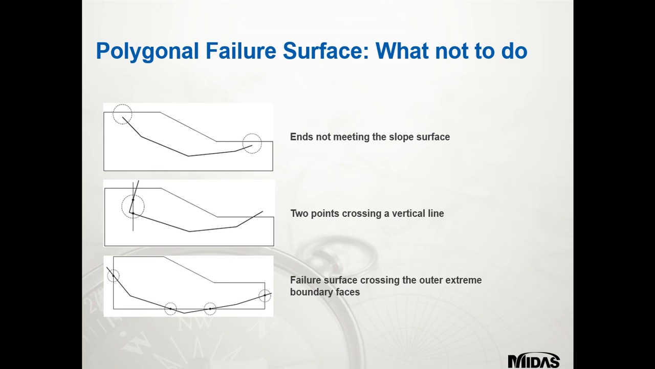The failure surface should emerge out of the model at both ends, and you see from the second diagram no 2 points on the failure surface should lie on a vertical line, and the failure surface cannot go beyond the model geometry.